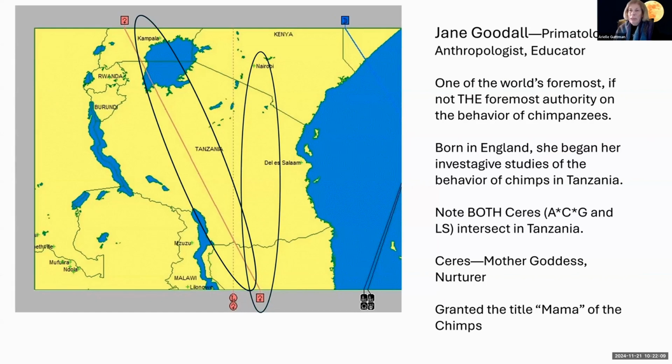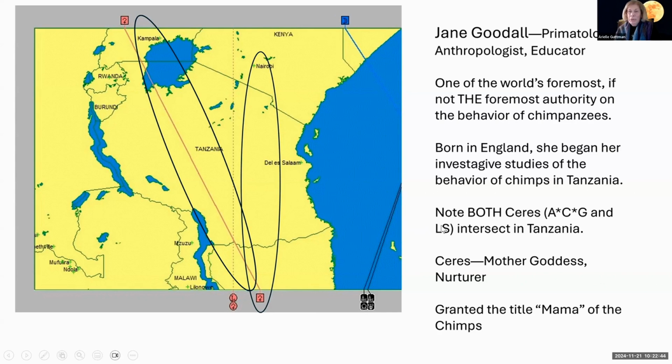This is another example I came across that I actually really love. Jane Goodall, the primatologist, anthropologist, and educator, one of the world's foremost, if not the foremost authority on the behavior of chimpanzees, born in England. She began her investigative studies of the behavior of chimps in Tanzania. Note both Ceres, the ACG series and the local space series, intersect in Tanzania. Here's Ceres, local space. Here's Ceres on the IC, astrocartography.